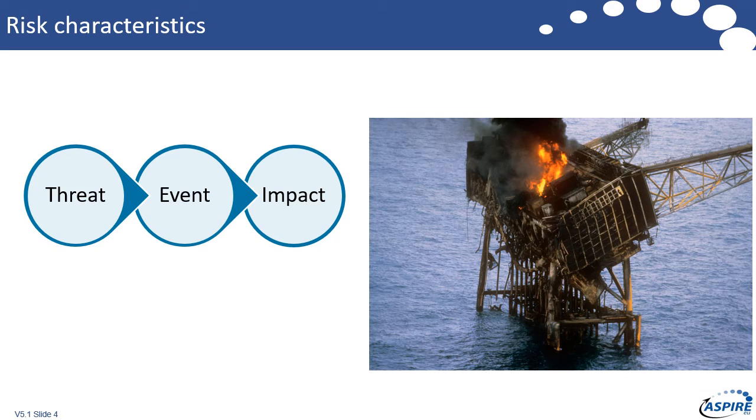Over 100 people lost their lives and that sort of stuff. That didn't just happen. What happened then was a whole series of threats, events and impacts that led to the point where that rig blew and all the consequences that came after it. The threats were lack of maintenance, poor installations. There were a whole bunch of them building up. And then there was the event. Pressure in one of the valves blew and away it went, and the consequences were horrendous.